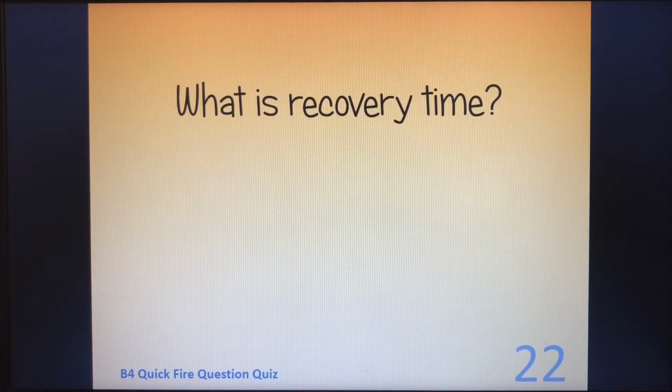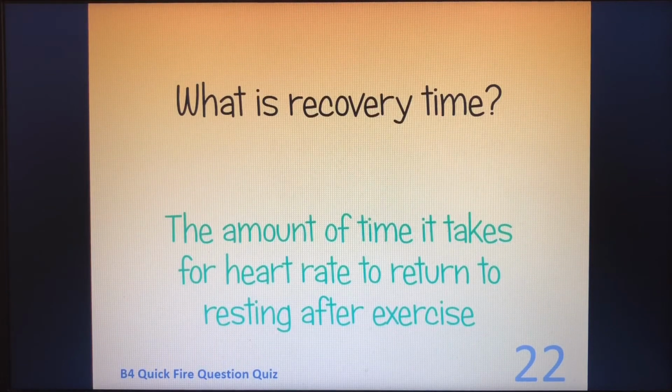Okay, the answer is the amount of time it takes for the heart rate to return to resting after exercise. So we've got our resting heart rate, or our resting pulse rate, and then we do our exercise, and then when we stop exercising, our heart rate returns back to that resting rate. And it's the amount of time it takes for that to occur. So it could be 2 minutes, it could be a minute, it could be 3 minutes. The shorter the recovery time, the greater your fitness.